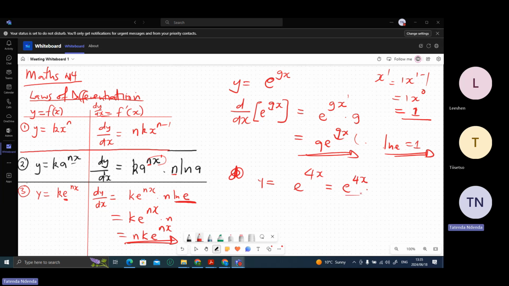The derivative of the function 4x is how much, guys? It's 4. So multiplied by 4, meaning that this is going to be 4e to the power of 4x.